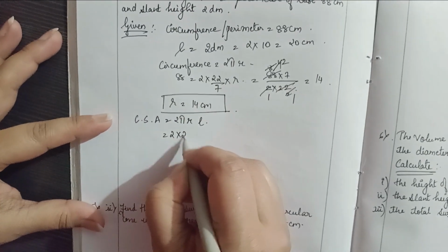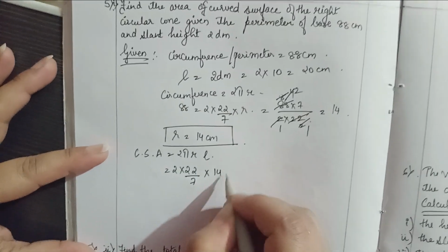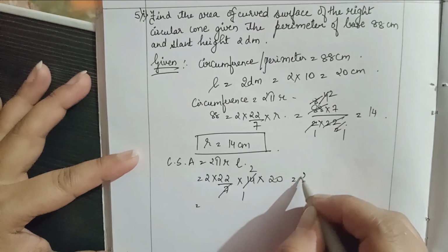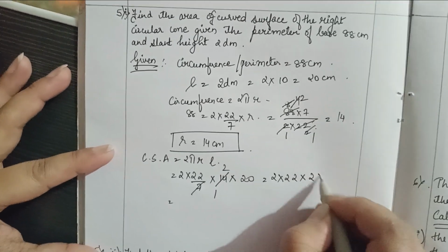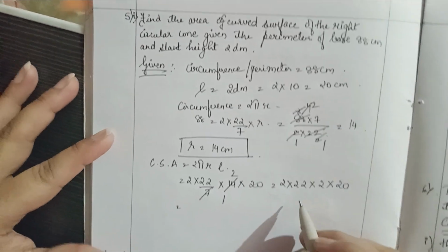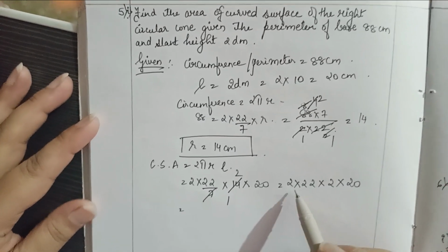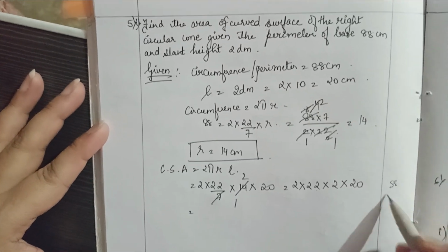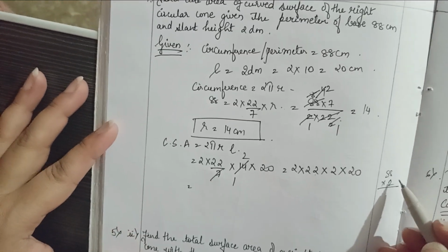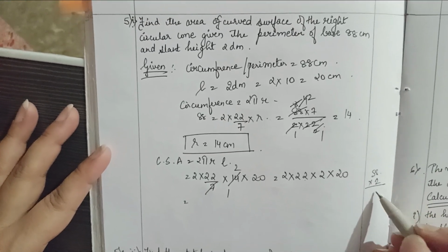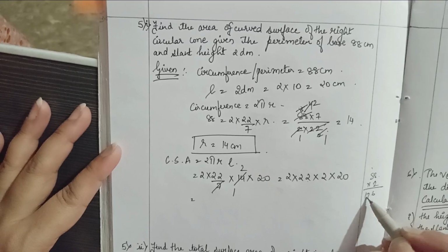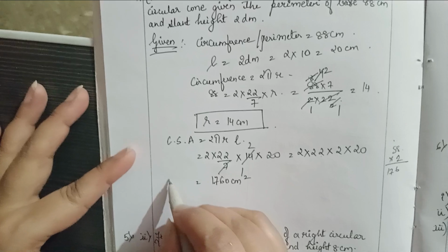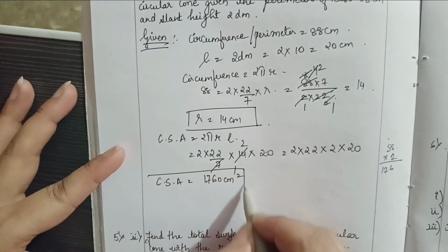2 into 22/7 into 14 into 20. 7 ones and 7 2s will give you 2 into 22 into 2 into 20. So 2 2s are 4, 22 into 4 is 88, 88 into 2 is, let's calculate. 8 2s are 16, 1 carry over, 176. This will give you 1760 centimeters square. This is going to be your curved surface area answer.